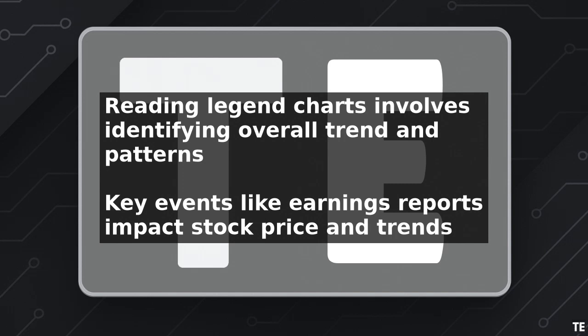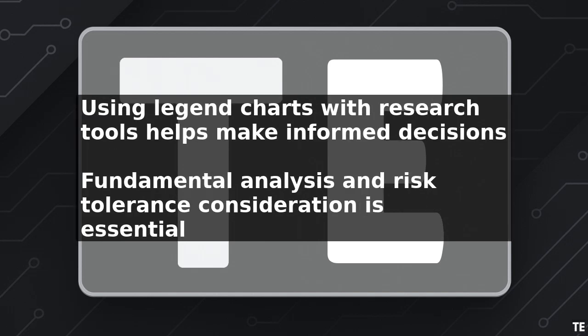These include moving averages, relative strength index, and Bollinger Bands. These indicators can provide valuable insights into the stock's trend and potential future movement.